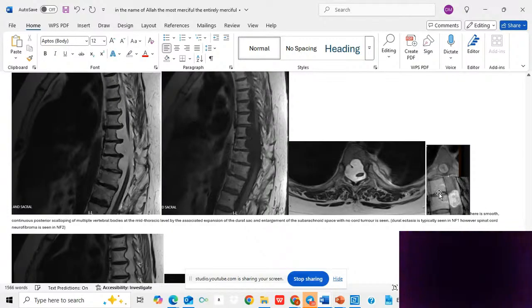Okay, so why do you need to mention that? Because these features, posterior scalloping of the vertebral bodies, are caused by dural ectasia. And dural ectasia is a characteristic sign of NF1. However, spinal cord neurofibroma is a sign of NF2. So that's why you need to mention that the cord is normal with no cord tumors. Okay.